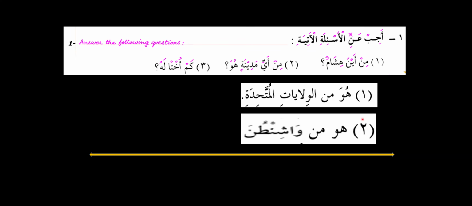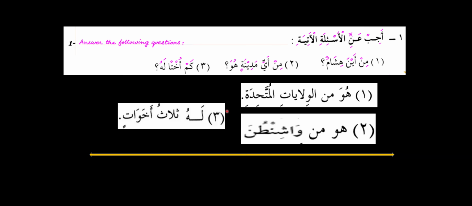Min aina Hisham? Where is Hisham from? Huwa min al-wilayat al-mutahidda, right? Min ayyi madinatin huwa? Where is he from? Los Angeles? Chicago? Texas? Where is he from? Huwa min Washington. He is from Washington. Kam ukhtan lahu? How many sisters has he got? Lahu thalathu akhawatin. He has three sisters.